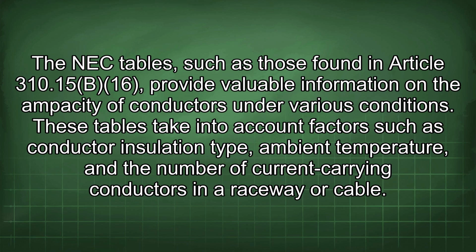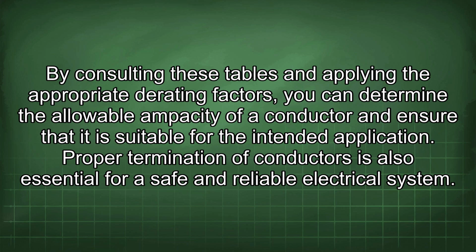The NEC tables, such as those found in Article 310.15(B)(16), provide valuable information on the ampacity of conductors under various conditions. These tables take into account factors such as conductor insulation type, ambient temperature, and the number of current carrying conductors in a raceway or cable. By consulting these tables and applying the appropriate derating factors, you can determine the allowable ampacity of a conductor and ensure that it is suitable for the intended application.